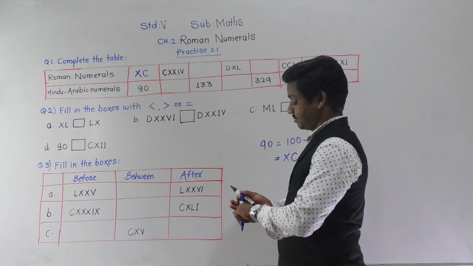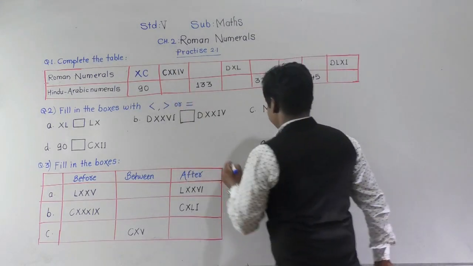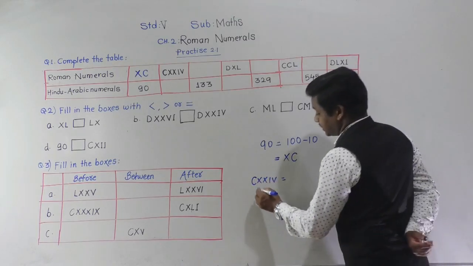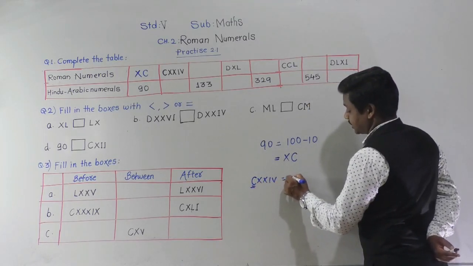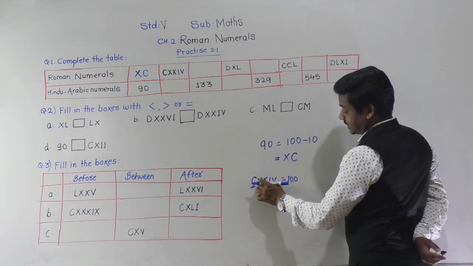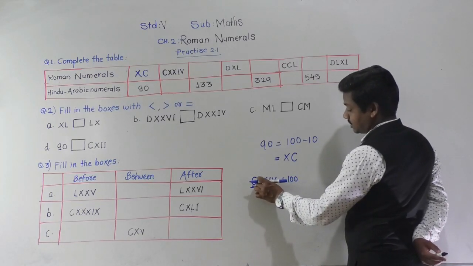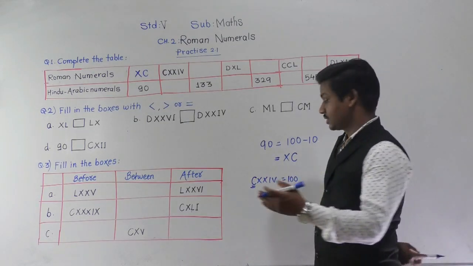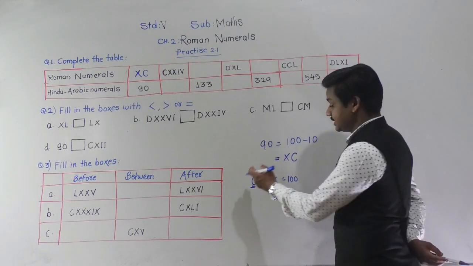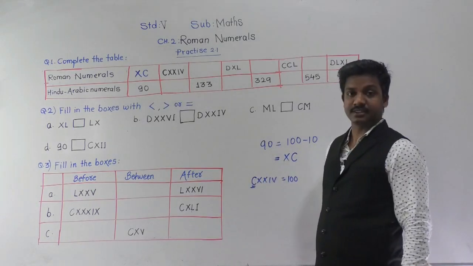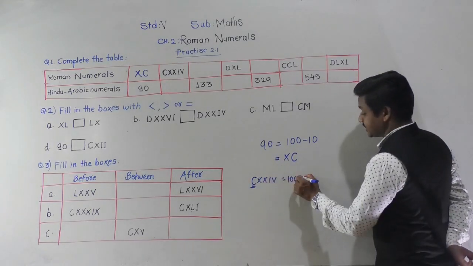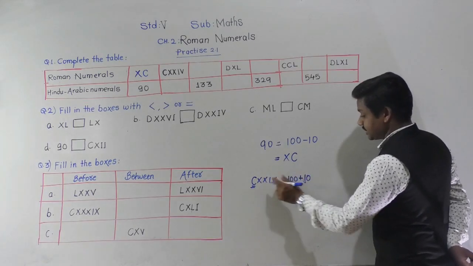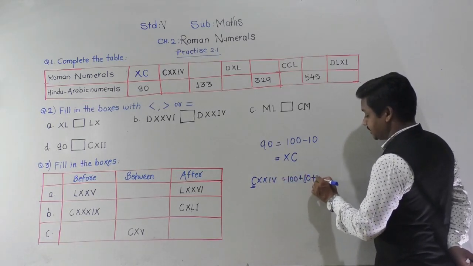Now, see the second, CXXIV. Now, see here. C means what? 100. After C, there is XX. Yes, this value of X is less than value of C and it appeared after the greater symbol. So, its value will get added to the C. That is 10. Again plus, there is repetition of X, that means plus 10.